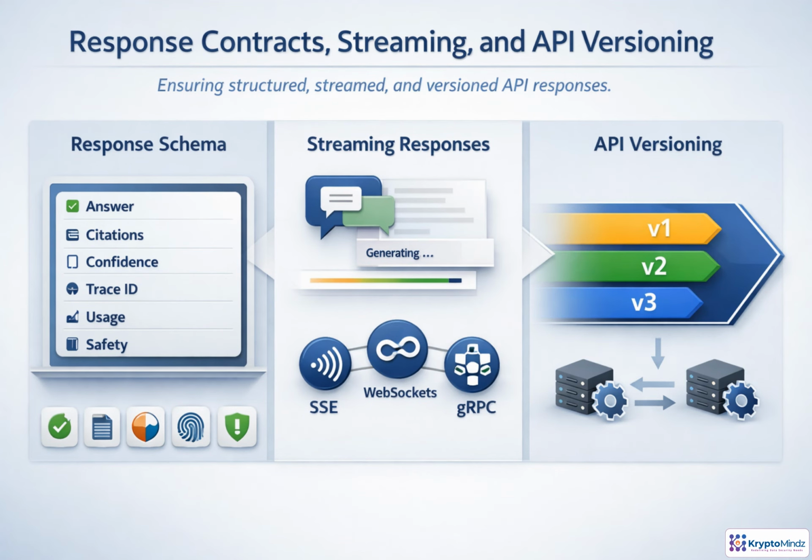LLM APIs need stronger contracts than traditional request-response endpoints because outputs are variable and may arrive over time. A good response schema separates the final answer from operational metadata, including citations, confidence, trace ID, token usage, and safety status. For longer interactions, streaming improves the user experience by sending token deltas or progress events before the full response is complete. Use server-sent events for simple browser streams, WebSockets for bidirectional chat, and gRPC when internal services need high performance. Also version more than the endpoint. Version prompts, models, and response fields so downstream systems do not break unexpectedly.